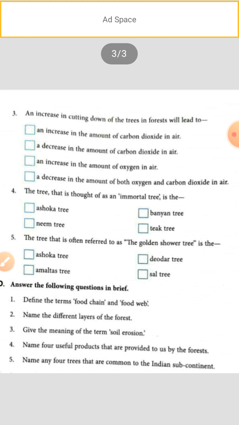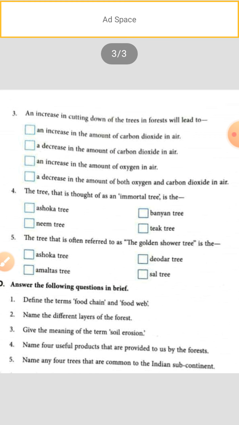Next: name any 4 trees that are common in the Indian subcontinent. These trees are the banyan tree, neem, sal, ashoka, teak, eucalyptus. These are the trees that are very common in India.